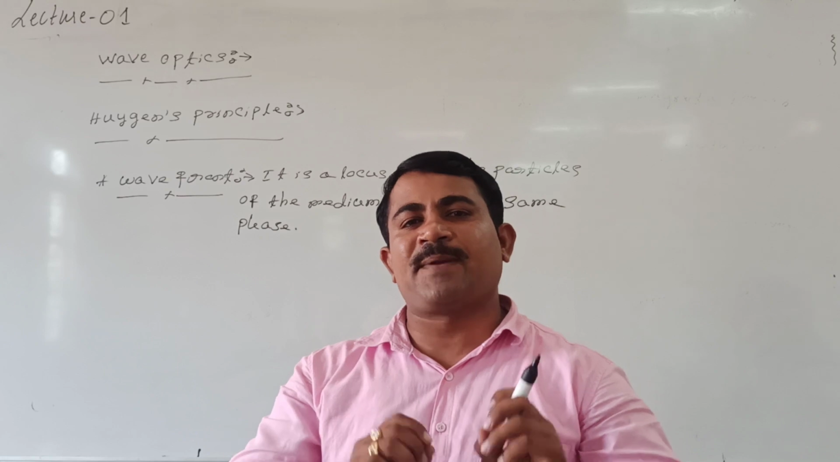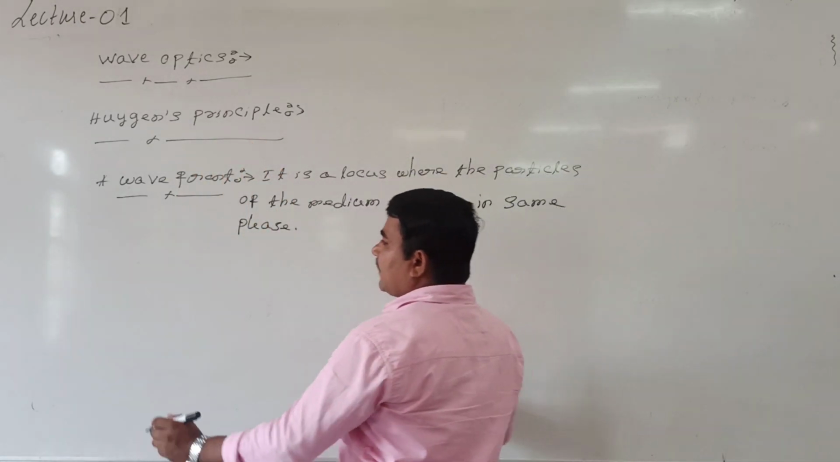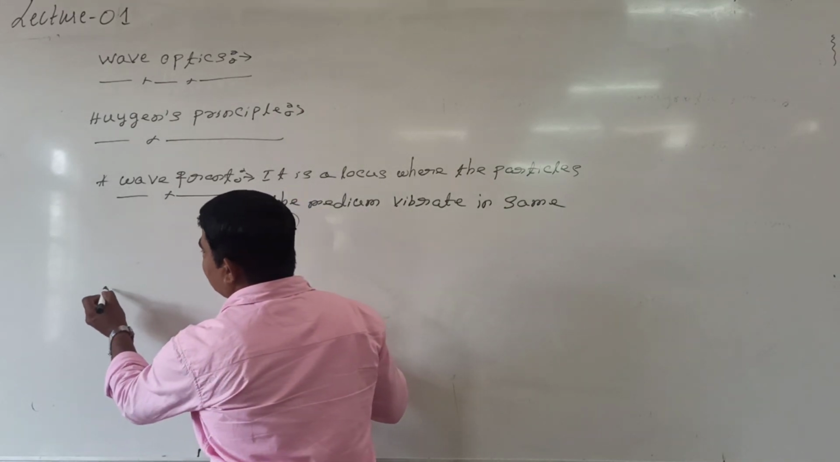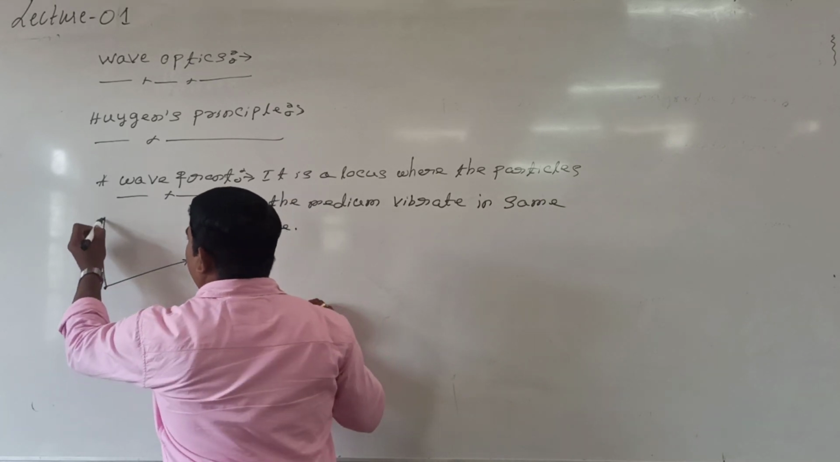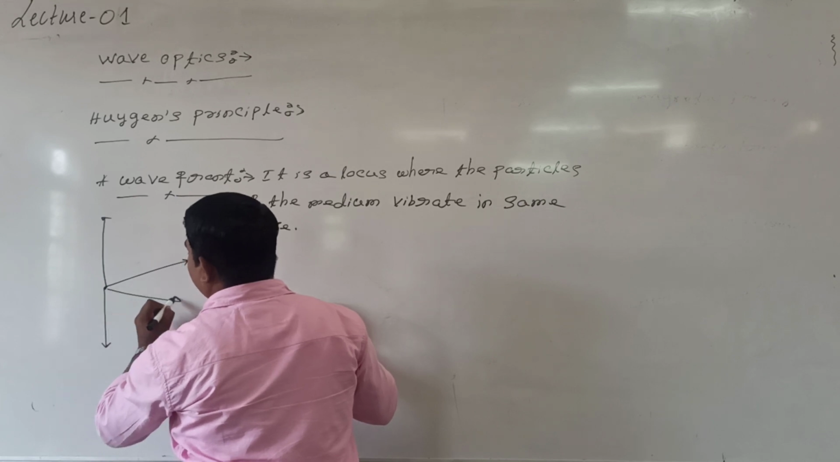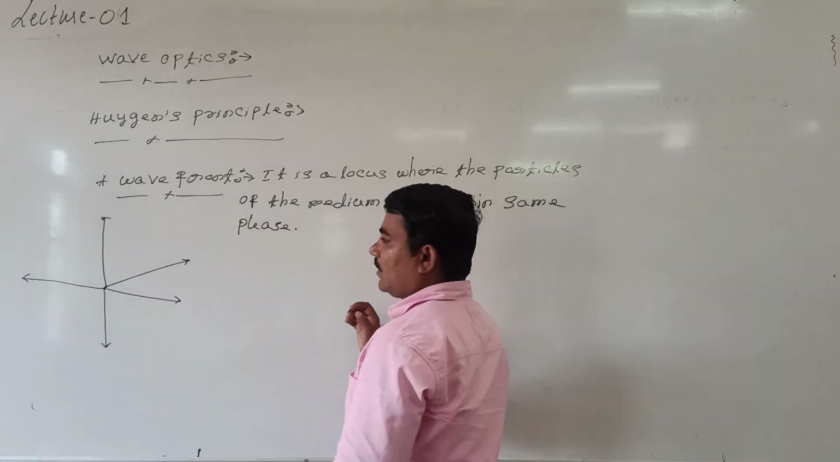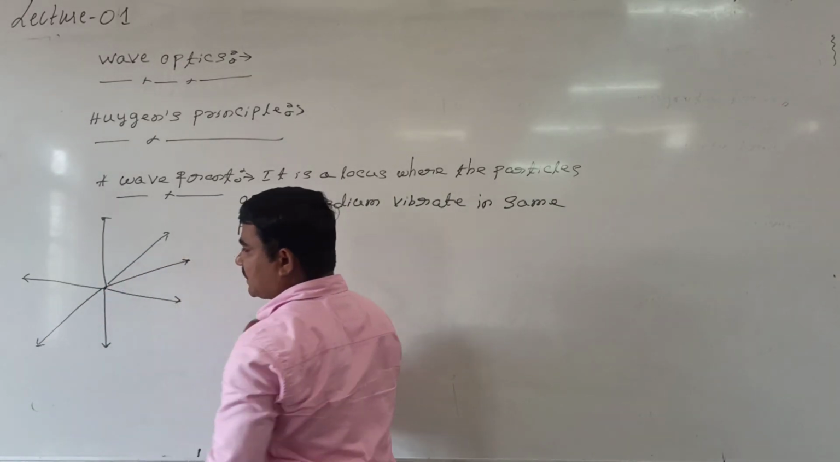From a point source of light, light can spread out in all directions. How is it? Look at it. Simply, I can take this thing as a point source of the light. From the point source, light can spread in all possible directions. Either light can go in this direction, or in this direction. Similarly, the light can go in this direction. Very simple.